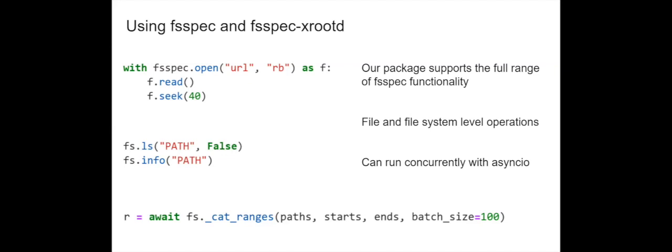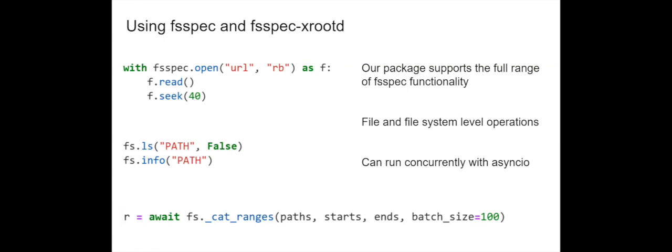And there are also system-level commands, like on the next bunch, that let you do things like listing the entries at a directory from the server you're reading from, or getting info about those directories, or searching files by name. You can even run commands concurrently using Python's async keywords, like in the bottom line there.